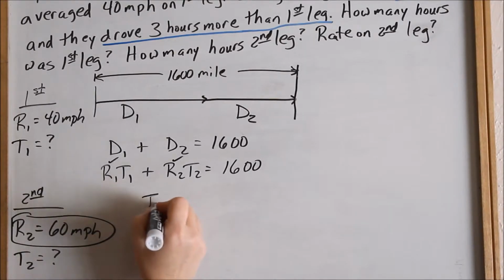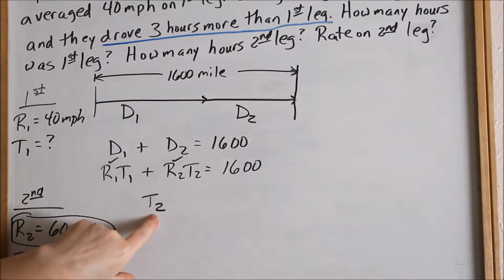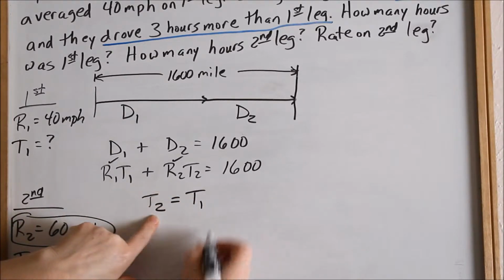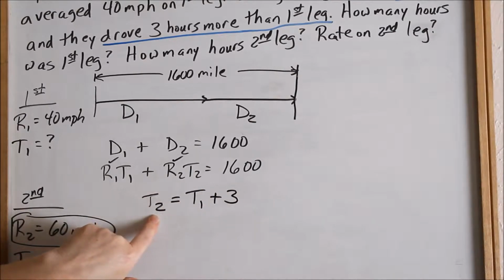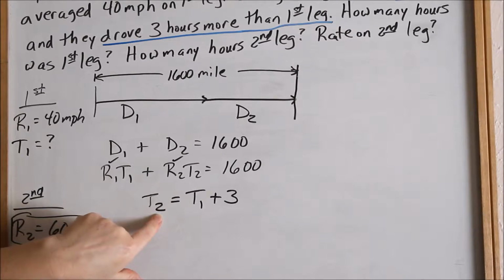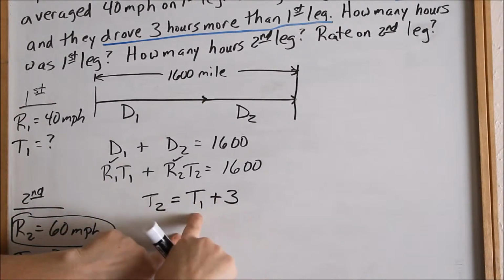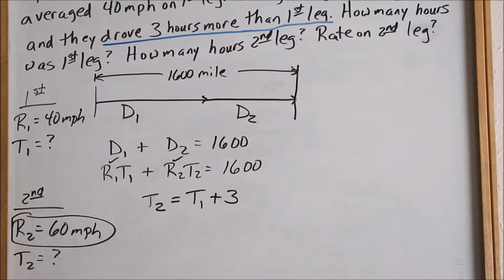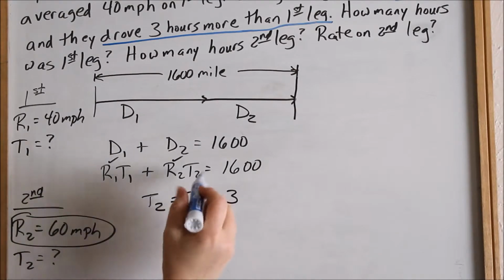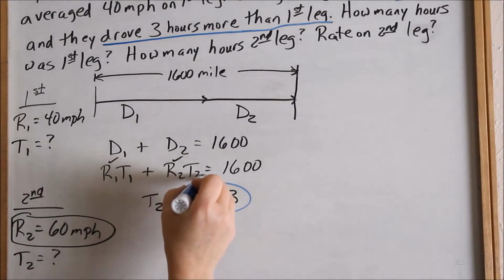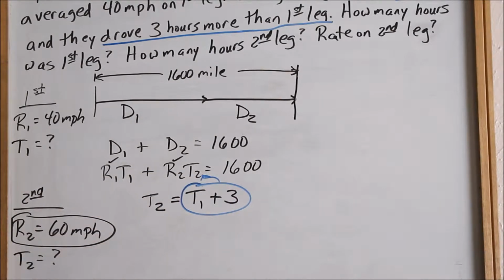So the second leg, make sure you write this correctly, the second leg time is going to be the first leg plus 3 hours more. The second leg should be longer because it said that they drove 3 hours more than the first leg. This would represent 3 hours more than the first leg. Alright, so now that we have that equation written, T2 equals this, we can take that and substitute it in right there.